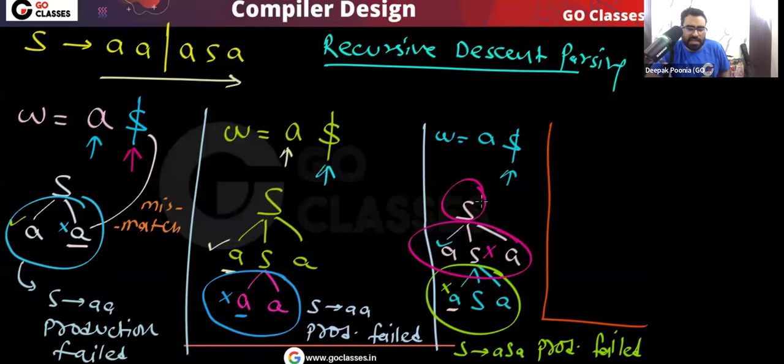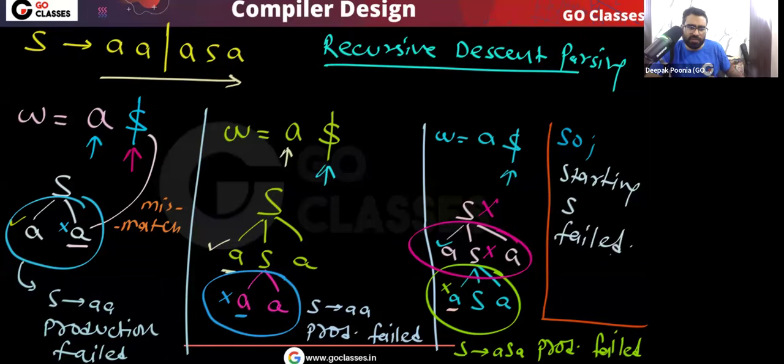So now you will ask this S, do you have any other production to try? This S will say no, I don't have any other production to try because already this aSa production I have tried. So it will say that I have also failed because all my productions have failed. So you can see that the starting S has failed. And because the starting S has failed, it means parsing failed.